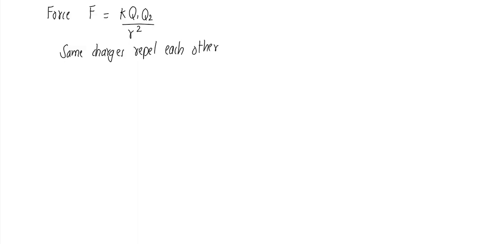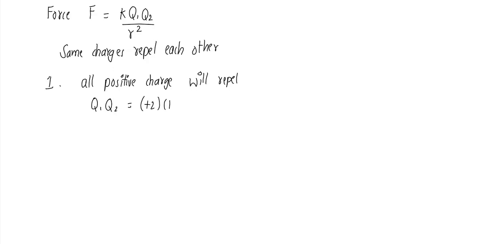While opposite charges attract. So in the first condition, all positive charges will repel. So Q1 Q2 is equal to plus 2 times plus 3 equal to 6. But the distance is different. R is different.